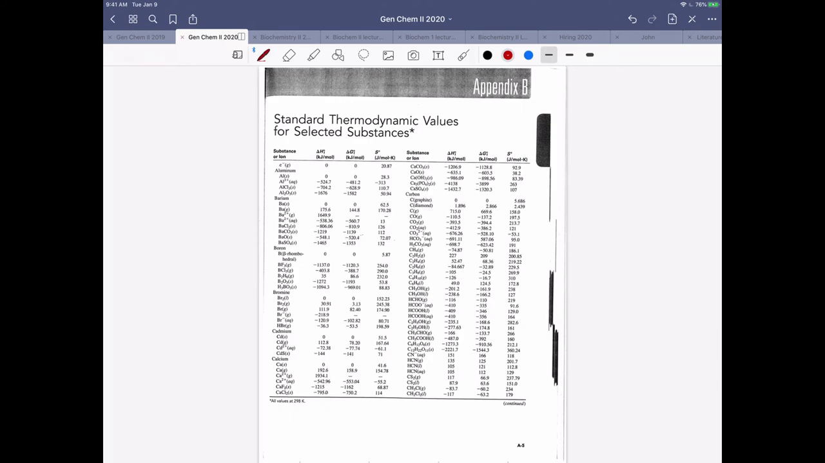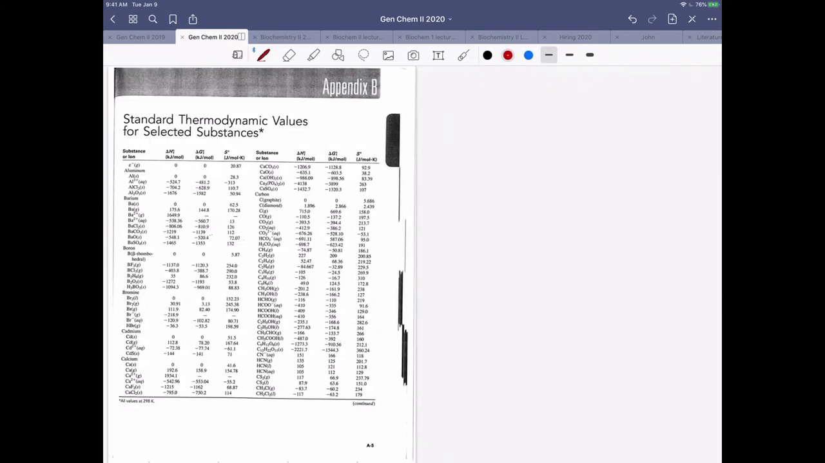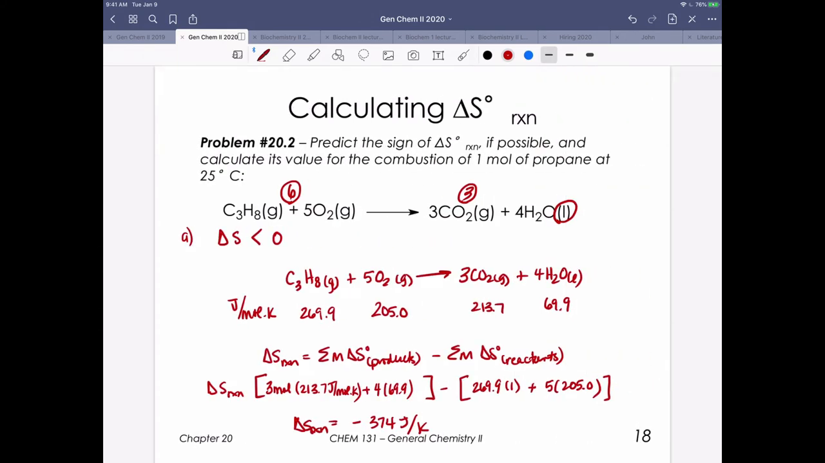All right, moving on to the worked out solution here. This also asks us to predict the sign of delta S of reaction if possible. So let's go through that piece first.